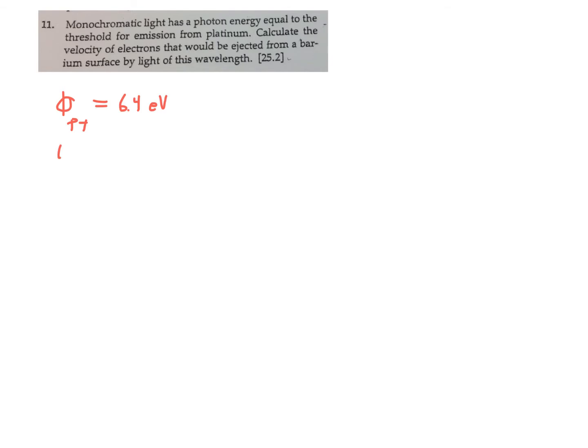And then for barium, the work function is 2.5 electron volts. The basic idea in this problem is the photoelectric effect equation: the energy of an incoming photon equals the work function for the particular surface plus the maximum kinetic energy of the photo-emitted electrons.